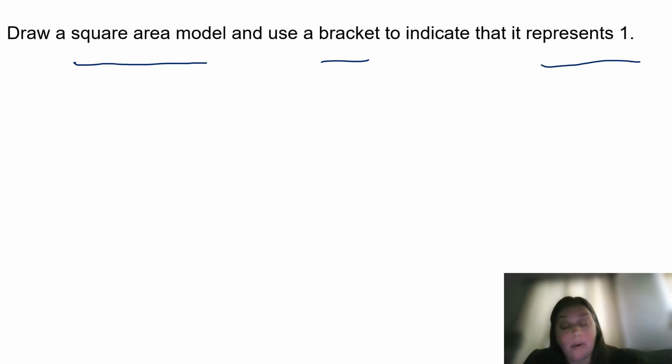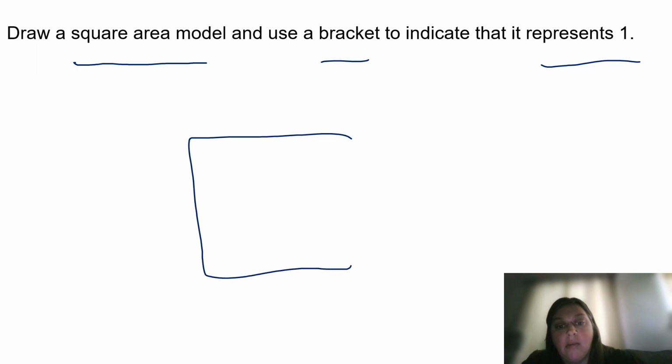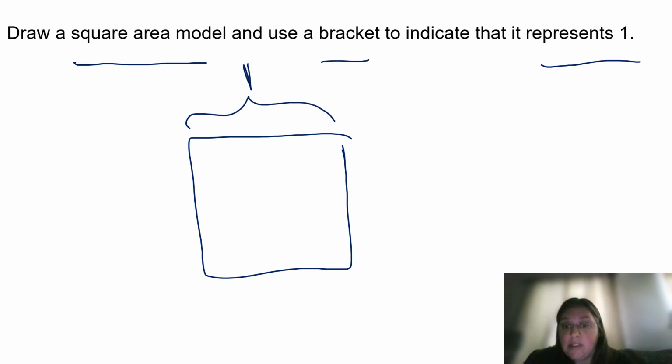So on your whiteboards, I want you to draw with me a nice big square. Remember, a square has all sides equal. There's my square. Now we need to represent 1 by drawing our brackets and then putting the 1 on top. So this square represents 1 whole. We don't know what the 1 whole is, but it's 1 whole. Maybe it's 1 whole cake. I like cake. All right, so now there it is.